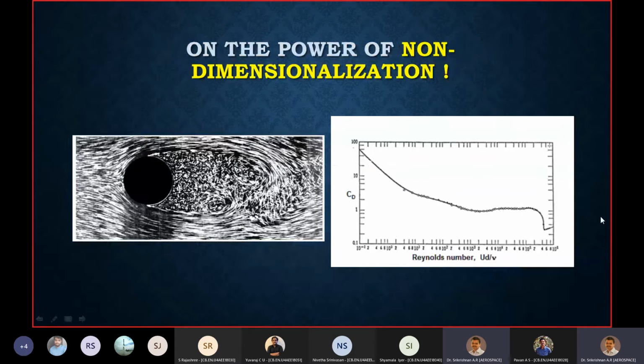Probably I've mentioned it earlier also to you when we discussed a long time ago, maybe in incompressible flow, when we discussed non-dimensional parameters like Mach number, Reynolds number, etc. Please look at this. This is flow past a cylinder. So what you see on the left-hand side is the flow visualization.